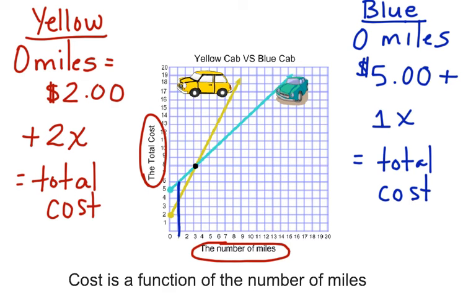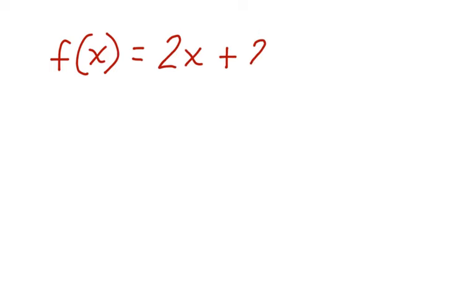Now, let's take the information that we've gathered and write a function rule. We're going to write a function rule for the yellow cab and a function rule for the blue cab. For the yellow cab, let's put it in red as we did on the other page. We can say that the function of x, which is our total cost, is equal to 2x plus 2.